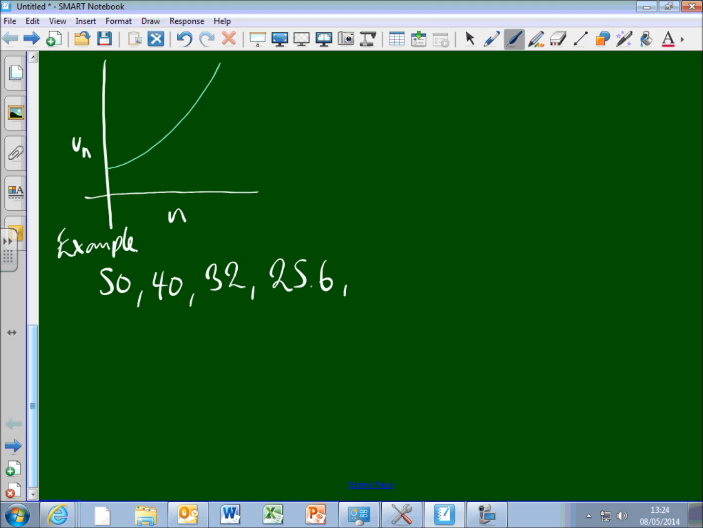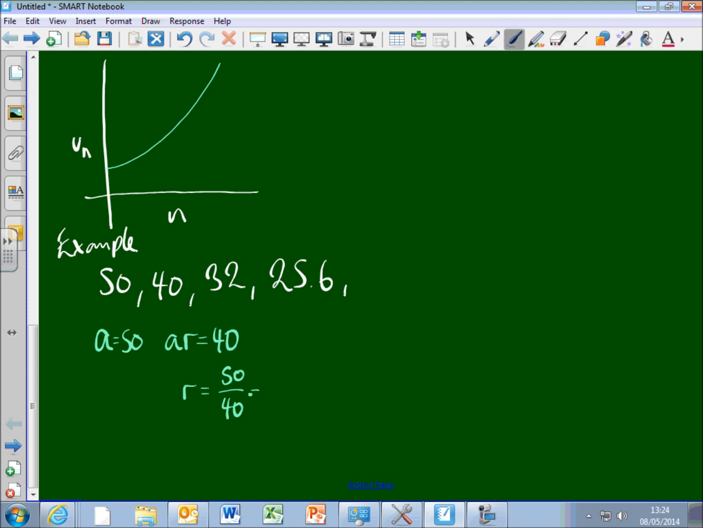How would I do that? Well, what's A? A is 50. Yeah? And what's this one here? 40 is A times R, isn't it? A times R equals 40. So how am I going to find out what the R is? What's R? Yeah, R is 50 over 40. Which gives me what?